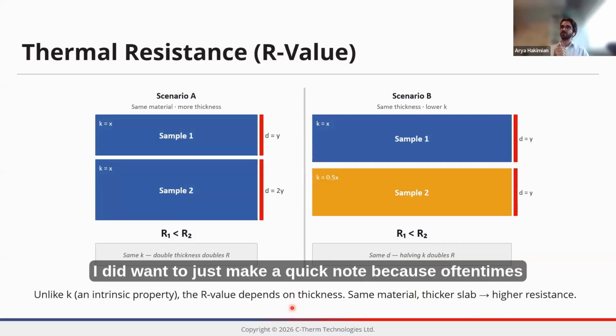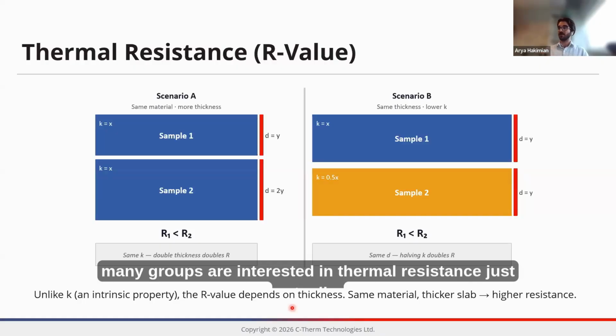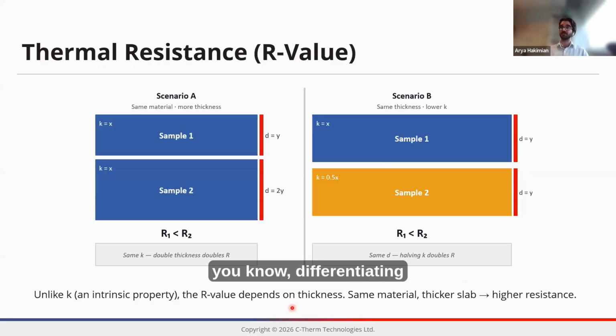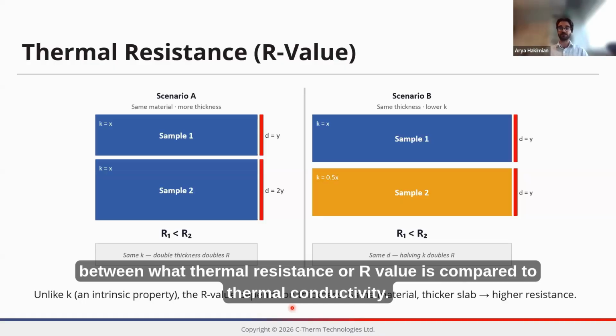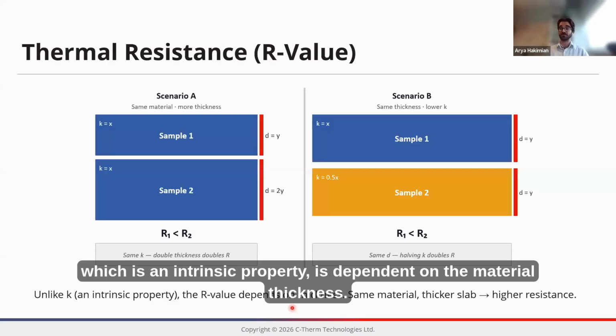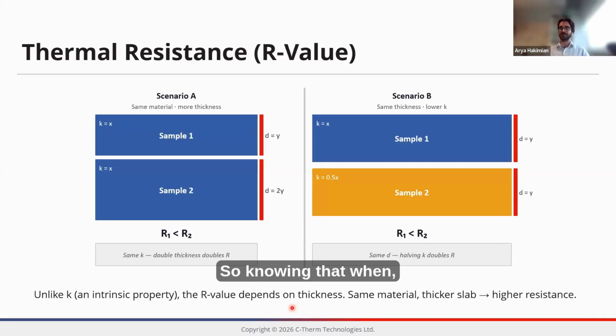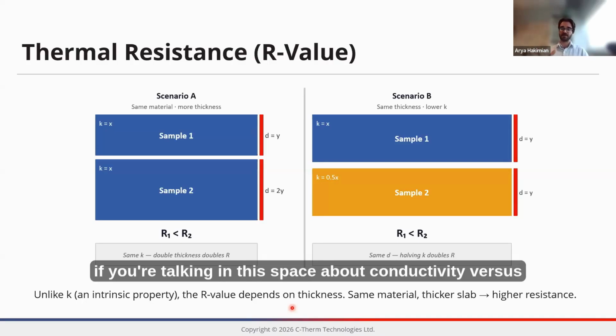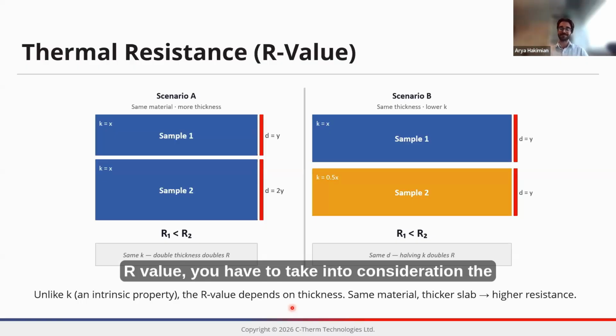I did want to make a quick note because oftentimes when we talk about insulative applications, many groups are interested in thermal resistance, or differentiating between what thermal resistance, or R value, is compared to thermal conductivity. But your R value, unlike conductivity, which is an intrinsic property, is dependent on the material thickness. So if you're talking in this space about conductivity versus R value, you have to take into consideration the thickness of the sample that you're dealing with.